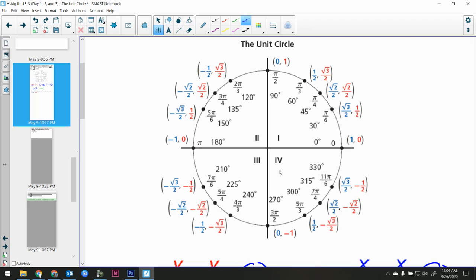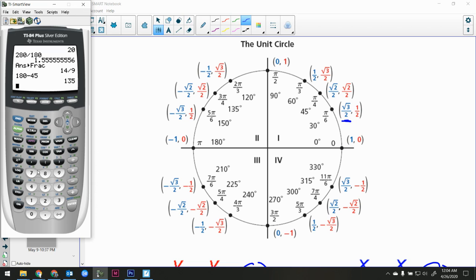Because think about the cosine of 30 degrees, cosine is the x value. So look at the x value right here. That's radical 3/2. If I take cosine of 30 degrees, and I'm hoping that my calculator's in degree mode. Okay, it is. It's going to give me a weird answer because it can't tell me radical 3/2, right? Even if I say put it into a fraction for me, it's not going to do it because it's an irrational number. It cannot be put into a fraction.